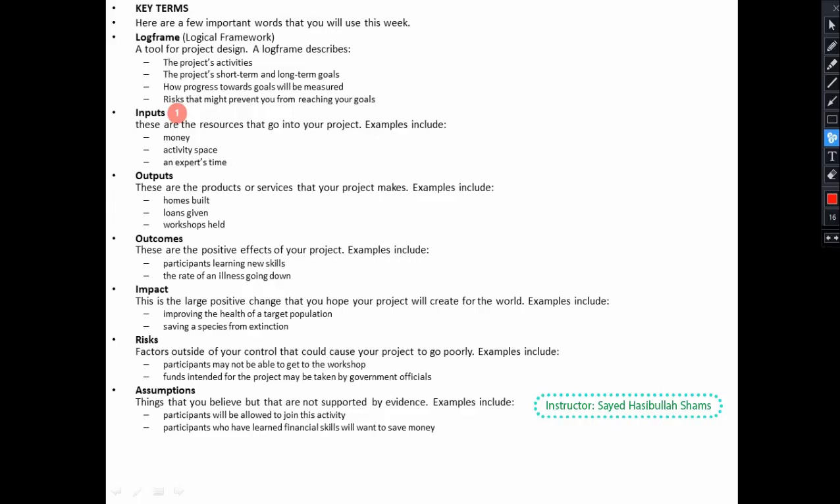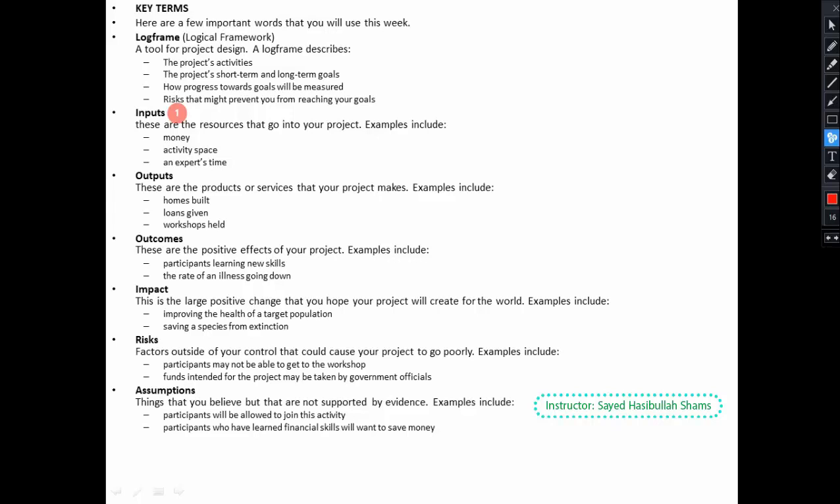Risk. Factors outside of our control that could cause our project to go poorly. For example, participants may not be able to get to the workshop. Funds meant for the project may be taken by government officials. Assumptions. Things that you believe but that are not supported by evidence. For example, participants will be allowed to join this activity. Participants who have learned financial skills will want to save money.